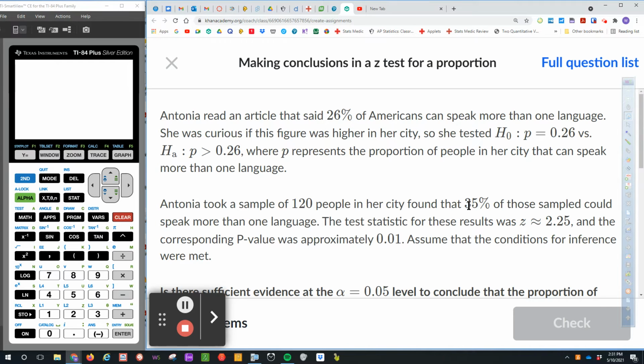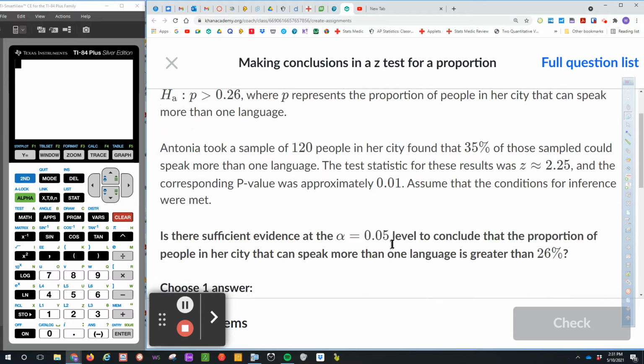But this is only from one sample, though. How likely is that sample? Did it happen by chance? So, all right, we are supposed to calculate. So the test statistic for this result, the Z statistic, is approximately 2.25, and the corresponding p-value was approximately 0.01.